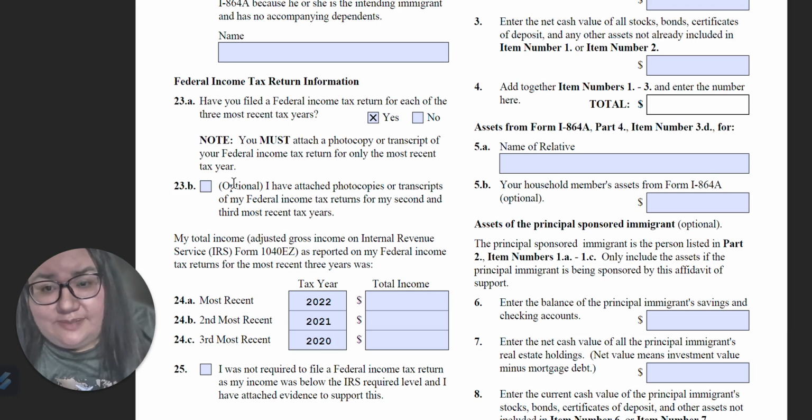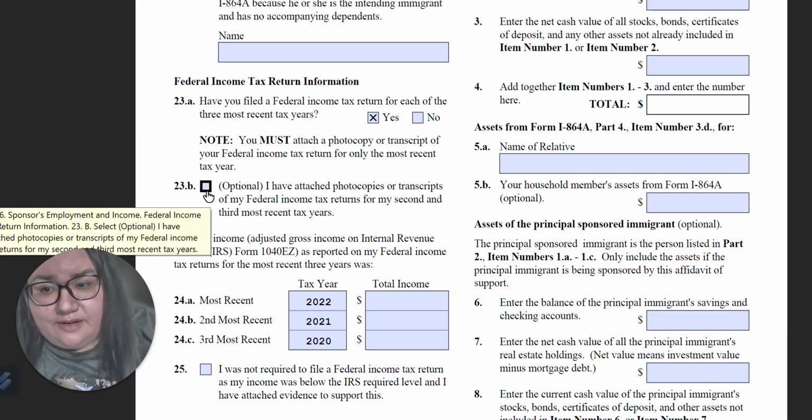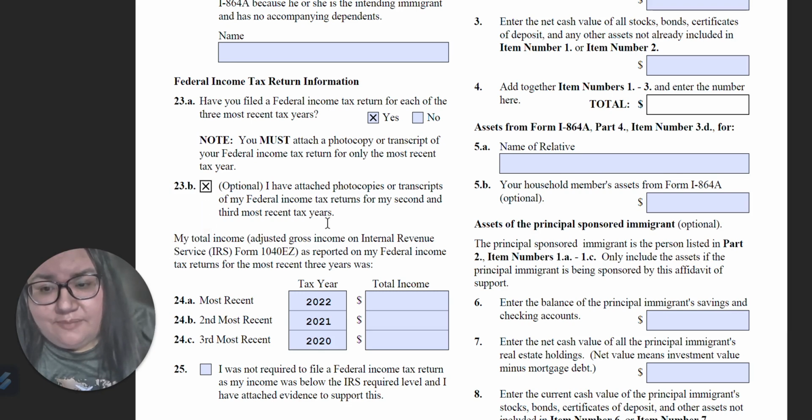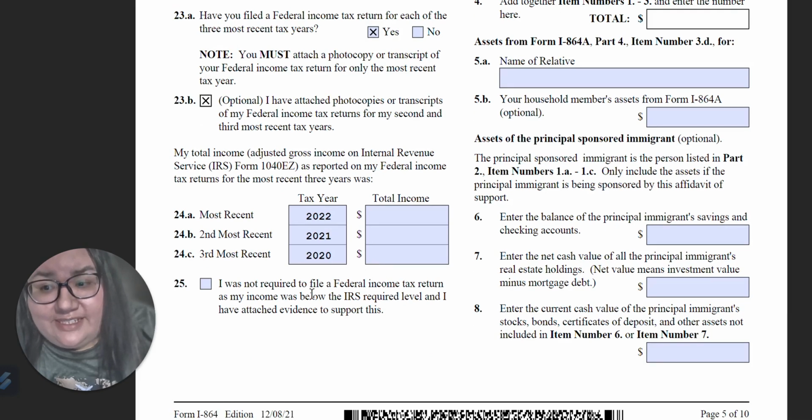All right, now this is the section that I have noticed most people have a small error. And this is what causes you to get those RFEs for the I-864. And unfortunately, the RFEs that USCIS sends, they're not very helpful at all. It would be great if they told you, hey, pay attention to this particular section of the form. That's where you have an error. But they don't do that.